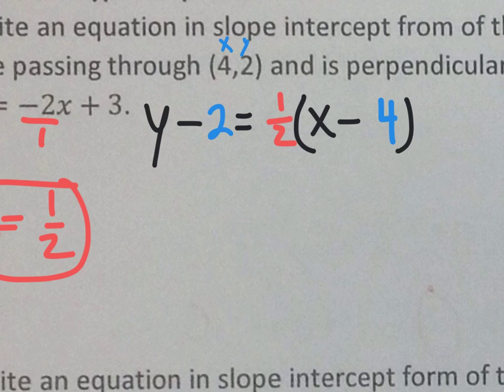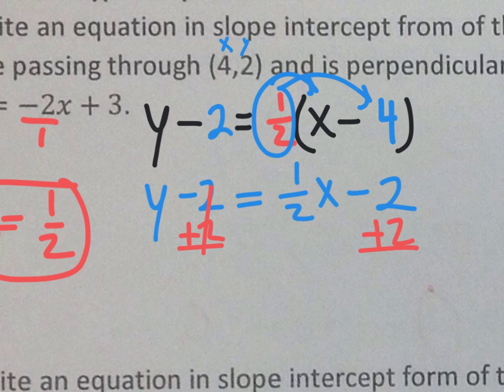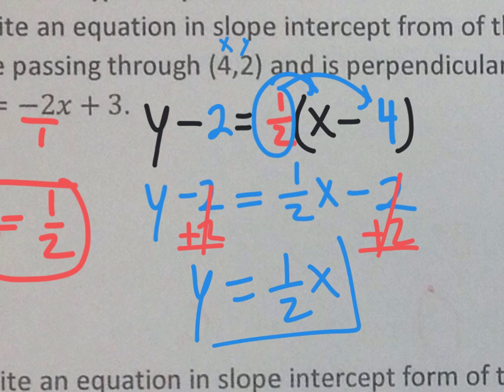Well, you could distribute the 1/2, say 1/2 times x, that's going to be a 1/2 x. 1/2 times -4, it's going to be a -2. Then you bring down the equal sign, bring down the -2, bring down the y. And all you got to do now is get y by itself. So I'm going to get rid of this -2 by subtracting, or actually adding 2, cancels out. What you do to one side, you do to the other. It also happens to cancel out. So you end up with y equals 1/2 x. And ladies and gentlemen, that's your slope-intercept form equation, y equals 1/2 x.